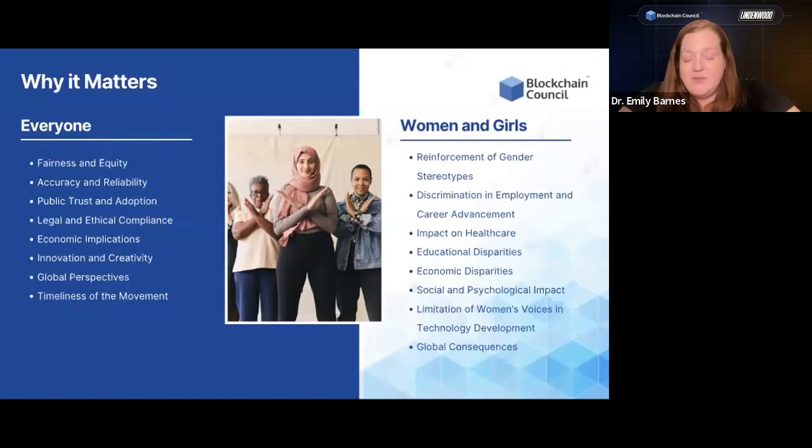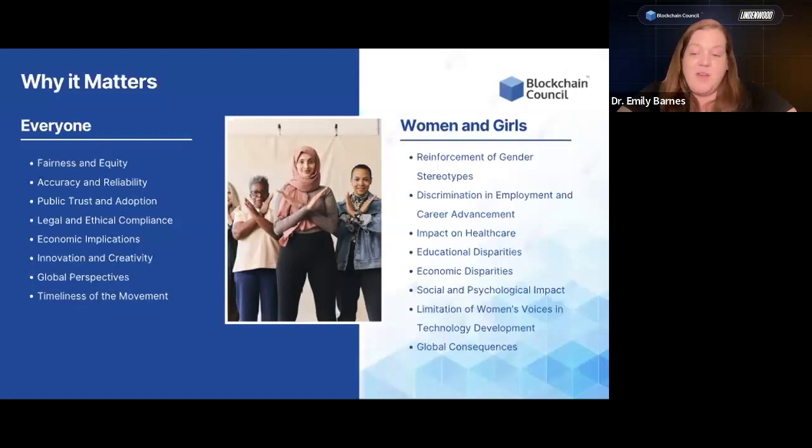We talked about two different case studies where AI systems were unequally evaluating recommendations for healthcare. So how does it impact healthcare globally? Educational disparities. We already know that women and girls have less educational opportunities than boys and men. So how does bias in AI perpetuate that same continuous problem?